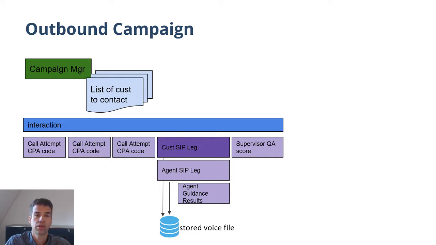If you have another case, for example an outbound campaign, you first have a list of customers to contact. For one particular interaction, you might need multiple call attempts to the customer until you finally reach him. Then you have a SIP leg towards the customer, an agent SIP leg, and call results, and you can store all this in an external database, encrypted or not, so that you are PCI DSS compliant. At the end of the conversation, you might have a score by the supervisor or a satisfaction score by the customer, again attached to this interaction.